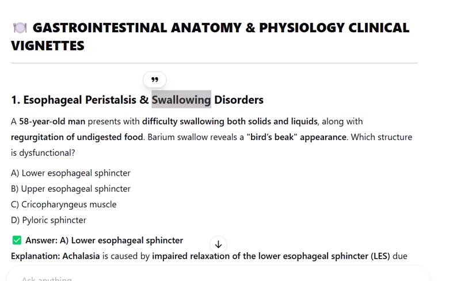Answer A. Lower esophageal sphincter. Explanation: achalasia is caused by impaired relaxation of the lower esophageal sphincter, LES, due to loss of inhibitory ganglion cells in the myenteric Auerbach plexus.